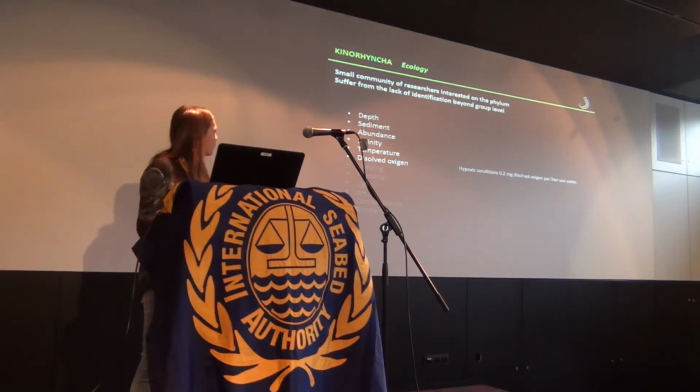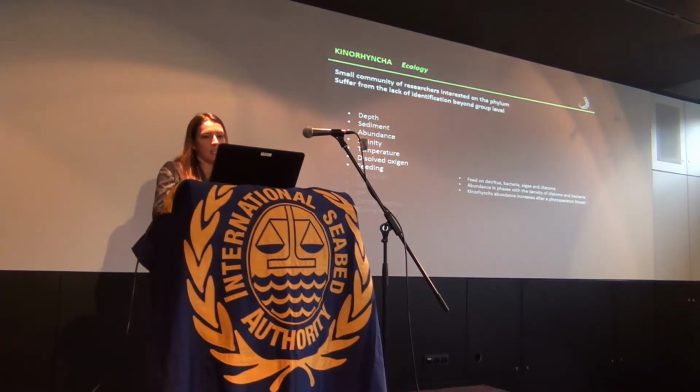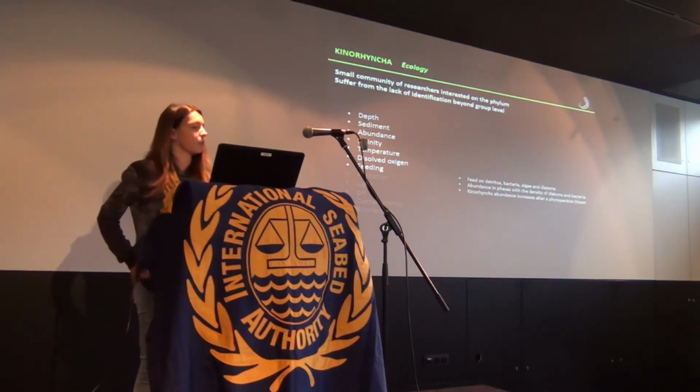And also we have kinorhynchs in hypoxic conditions. And what about the feeding? We know that they feed on detritus, bacteria, algae and diatoms. And their abundance seems to be in phase with the density of diatoms and bacteria.